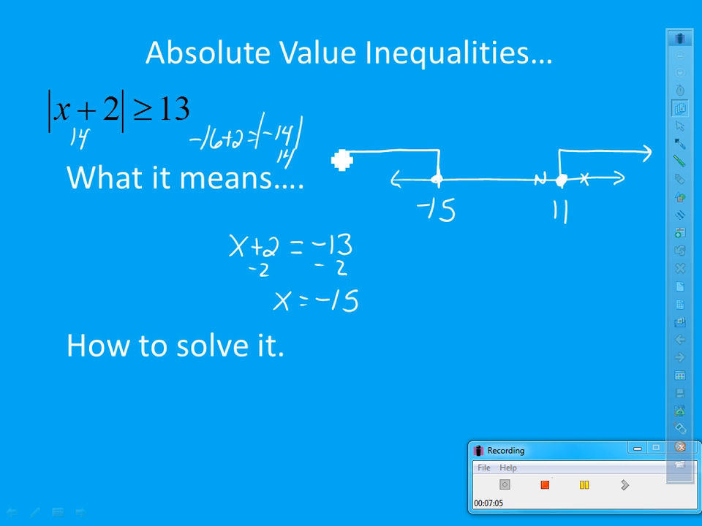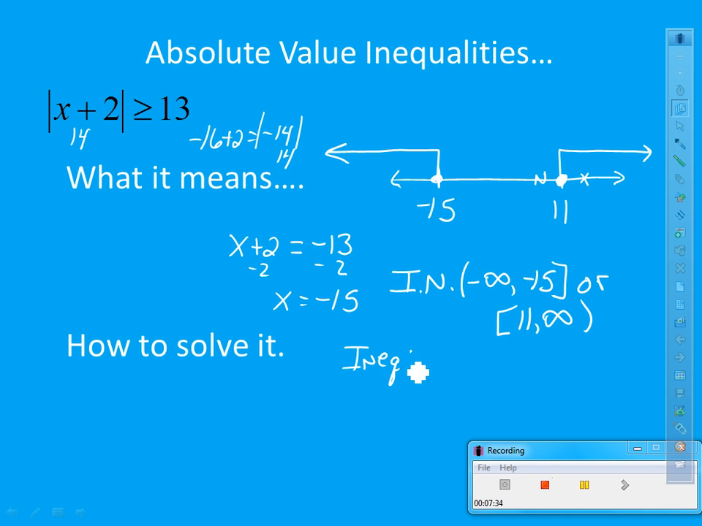So here's what this solution looks like. So I went x plus 2 equals 13, solved it. X plus 2 equals negative 13, solved it to get these two numbers. Now, in interval notation, just to keep practicing it, negative infinity to negative 15, bracket, parenthesis, or bracket 11 to infinity. As an inequality, that means we're using inequality symbols. X is less than or equal to negative 15, or x is greater than or equal to 11.